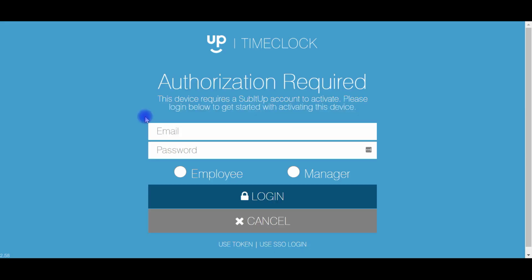The next step here is for each one of your staff members to connect their device to that configuration. And how they're going to do this is they're either going to go to timetrackpay.com or download the SubitUp Time Clock app, and they'll get this authorization required screen the first time they log in or the first time they open it. So then they're just going to put in their email, their password, and that they're an employee.